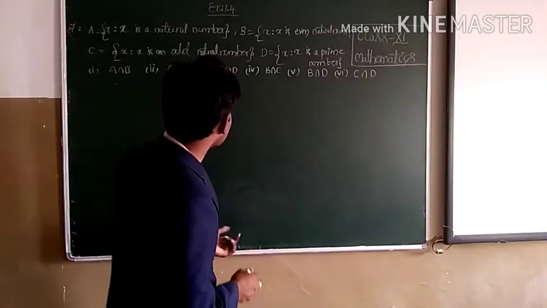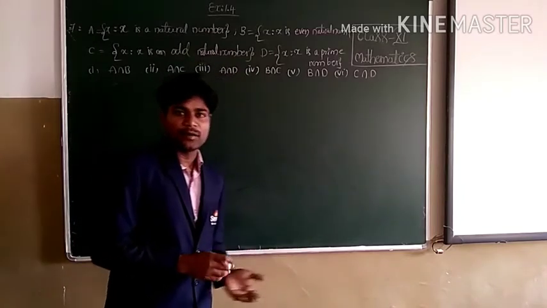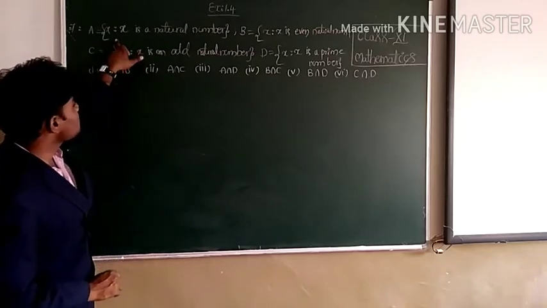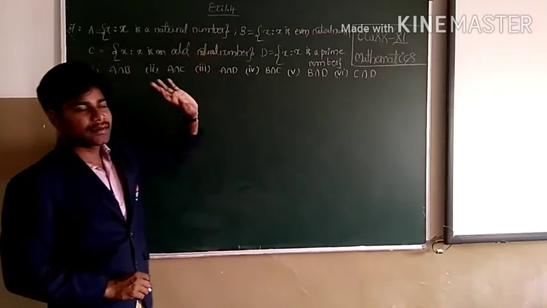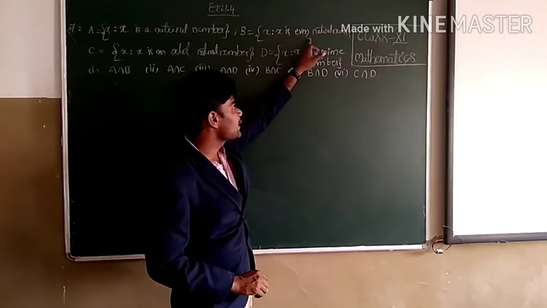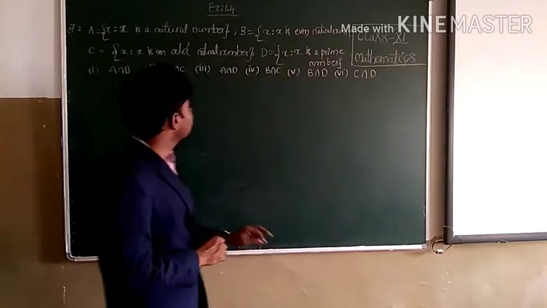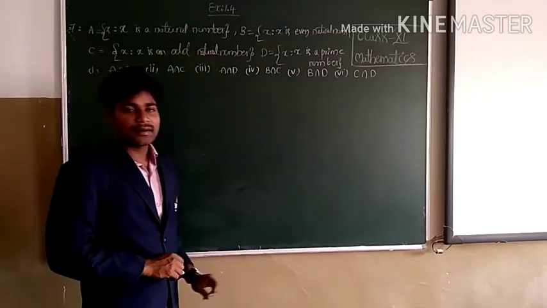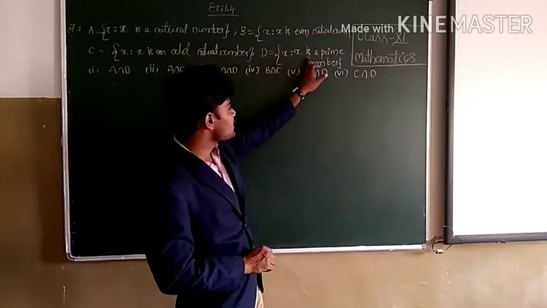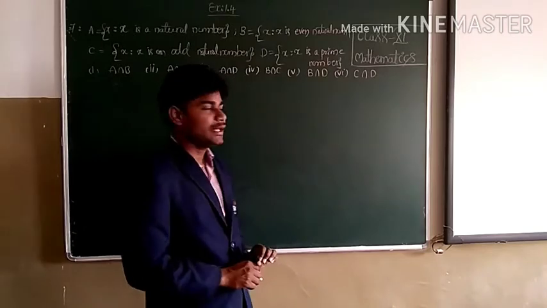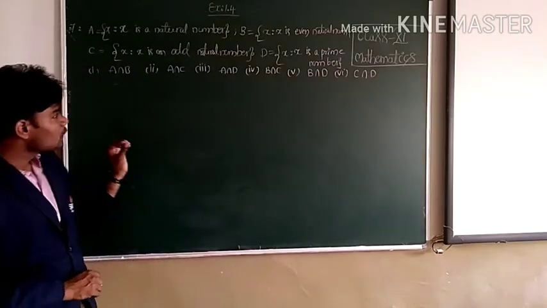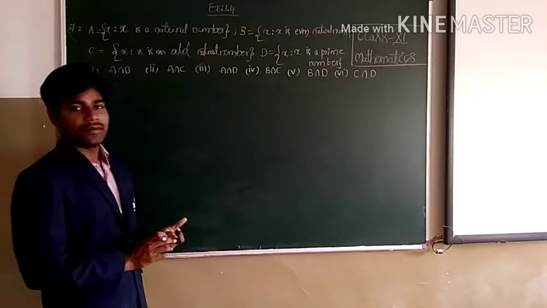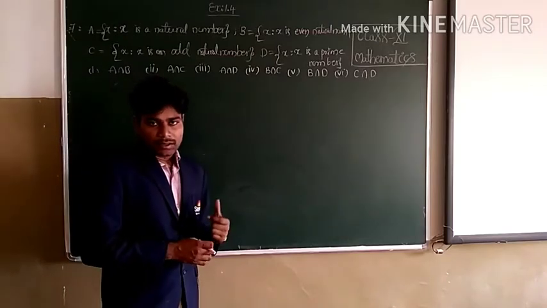In this exercise, we have one different model, that is the 7th problem. A is equal to x such that x is a natural number, B is equal to x such that x is an even natural number, C is equal to x such that x is an odd natural number, and D is equal to x such that x is a prime number. Here 4 sets are given, and those 4 sets are in set builder form. For this set builder form, we have to write the roster form.